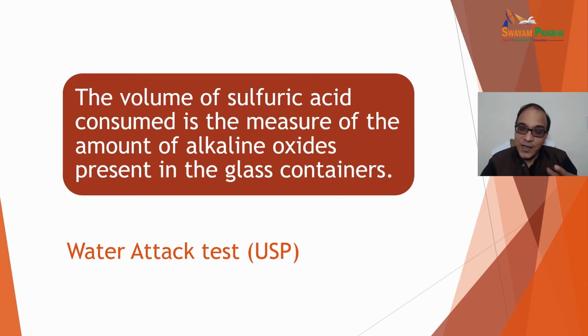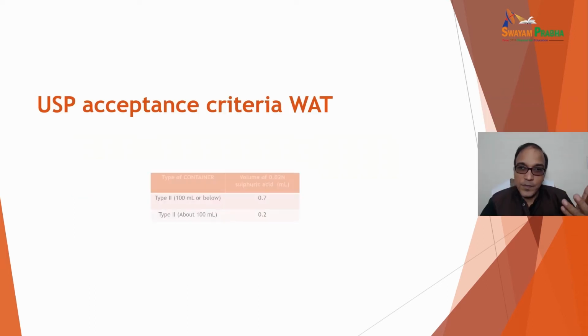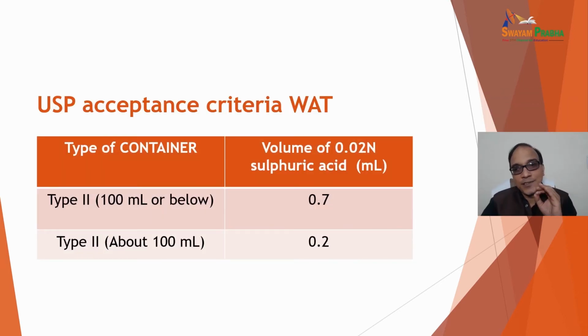So in this way, we can have an idea whether the leaching is high, or we can determine the type of glass. How? This is the USP acceptance criteria of VAT, the water attack test. VAT is prescribed by the USP. Remember this: hydrolytic resistance is prescribed by the IP. It is similar to hydrolytic resistance in USP, you can say.